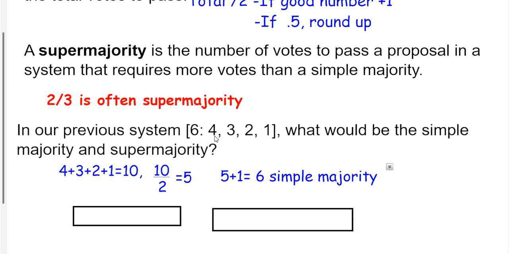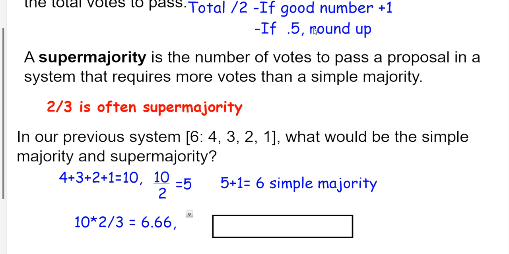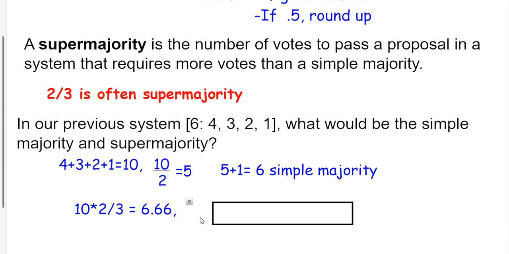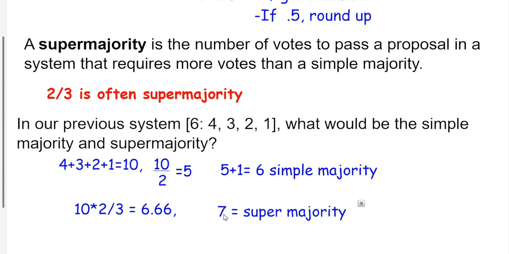For a supermajority, we use this 10, but instead of divide by 2, we're going to multiply by 2/3. So 10 times 2/3 is the same thing as 10 times 2 divided by 3. So 20 divided by 3 is 6.6 repeating. So, like up here, we do the same idea: if it's a good number, plus 1. If it's a decimal, round up. So in this case, it's a decimal. We just need to round up. Well, that would make 7 a supermajority in this system.